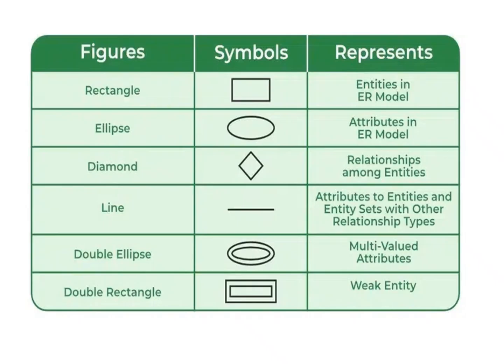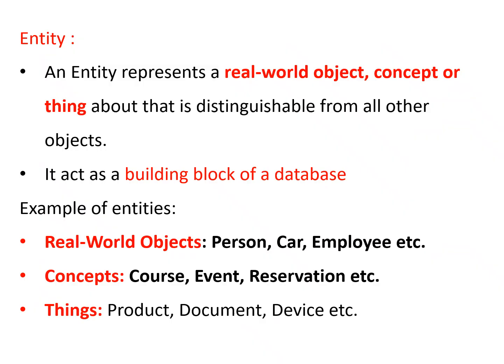So these are all the symbols and the representation of each particular symbol. A rectangle means it is an entity. An ellipse denotes the attribute. Diamond shapes are called relationships. A line is used to link the entity and its attributes and then the relationship. A double ellipse is called multi-valued, and a double rectangle is called a weak entity.